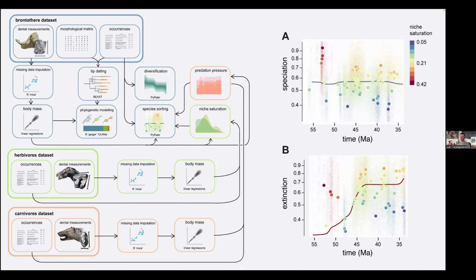And here you can see in this plot a line which is the baseline speciation and extinction for the group, and then each point is a species based on how saturated its herbivore niche was according to body size. Interestingly, things that were smaller would be under larger competition, because there are more herbivores in the same size category. So they would show higher turnover in general.